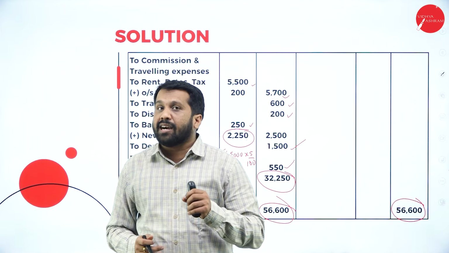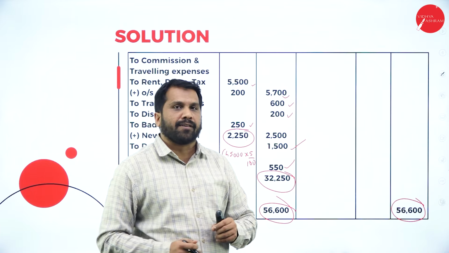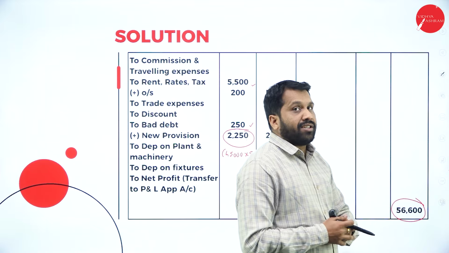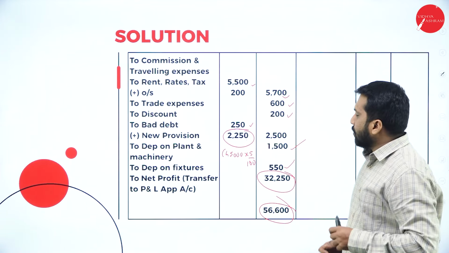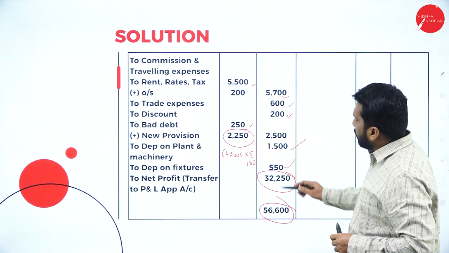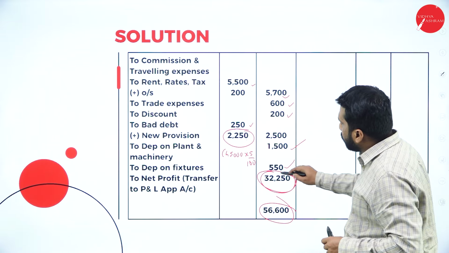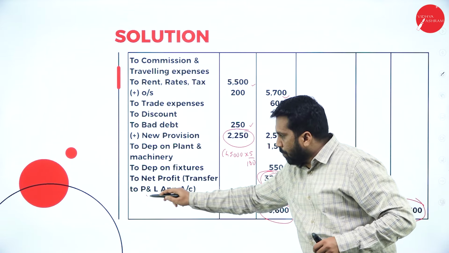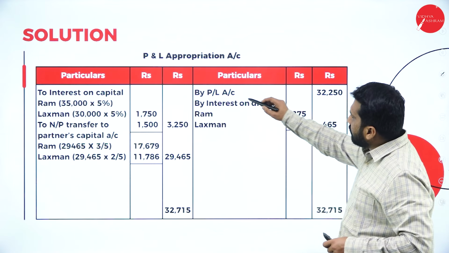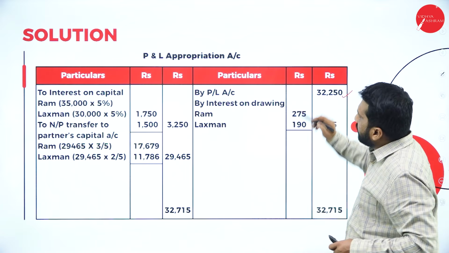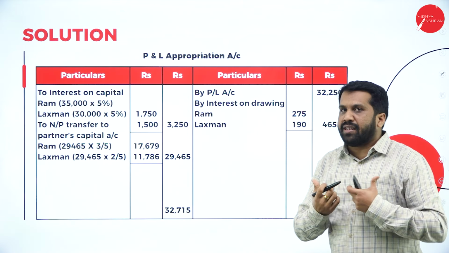Yes, P&L appropriation account. Again, I'll repeat. What is the extension of P&L? P&L appropriation account. Now, this will go to P&L appropriation. I'll show you P&L appropriation. Now, 32,250, this we carried from P&L.